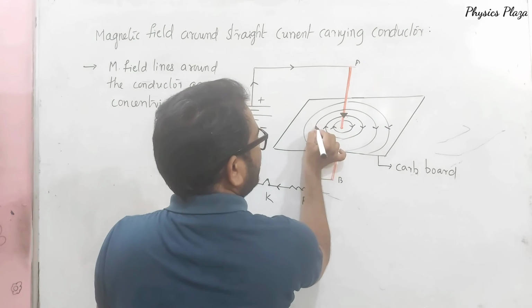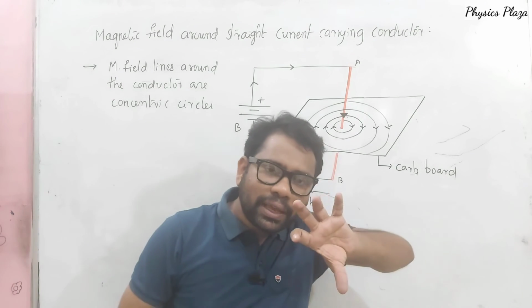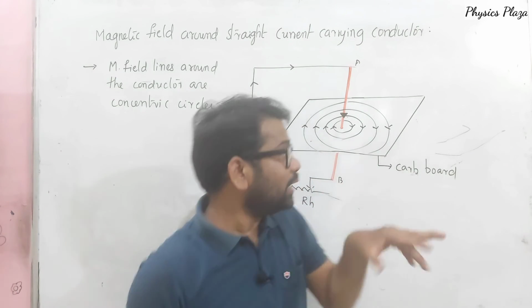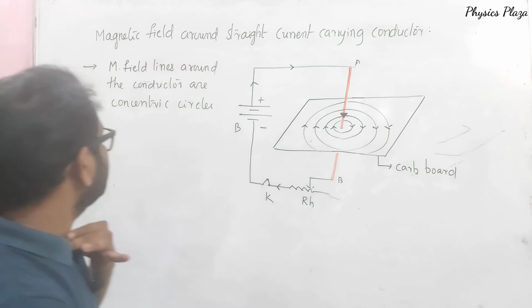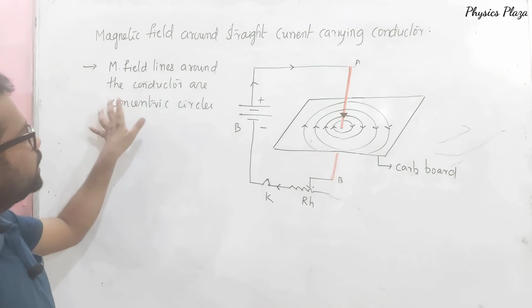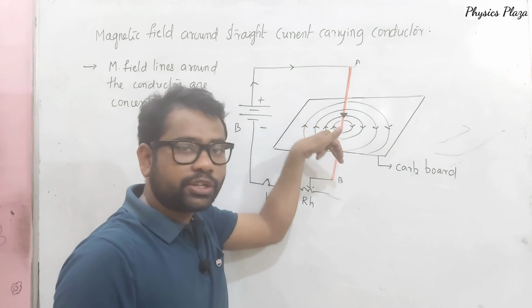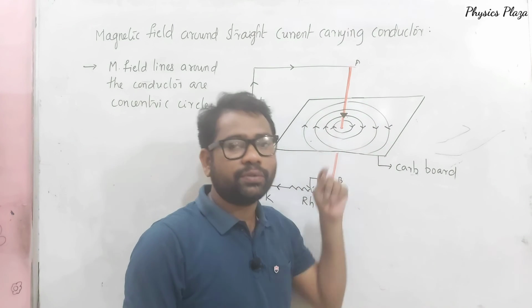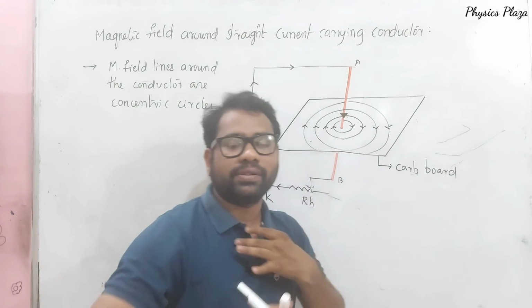Very simple. What happens when you reverse the direction of current? Obviously, the magnetic field direction is also reversed. Then we will get an anti-clockwise direction in that case. Okay? So first point, children: the magnetic field lines around the current carrying conductor are concentric circles. If the current is flowing vertically downward, the magnetic field is clockwise. If the current is flowing vertically upward, then the magnetic field is anti-clockwise.